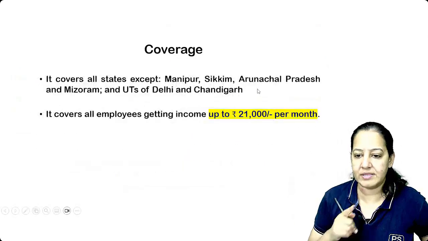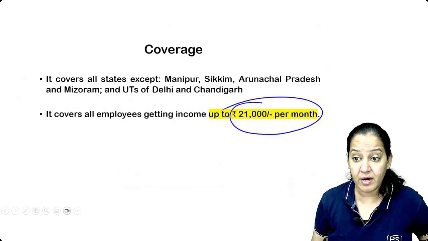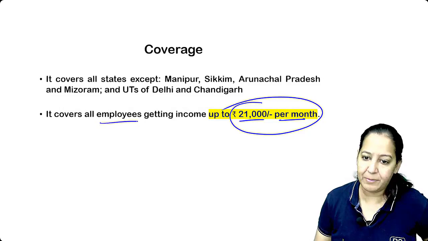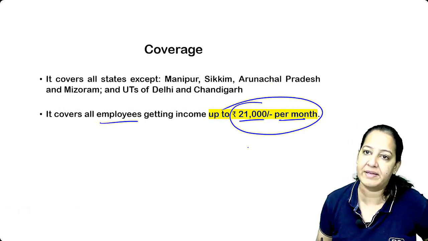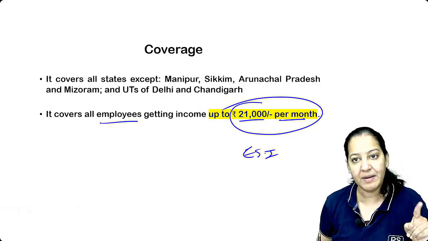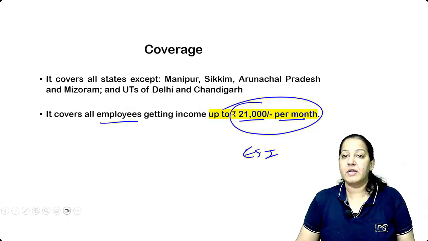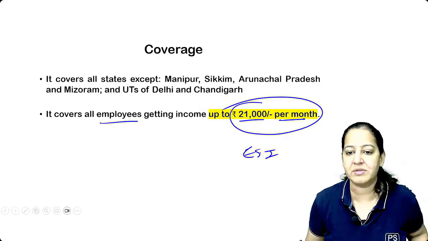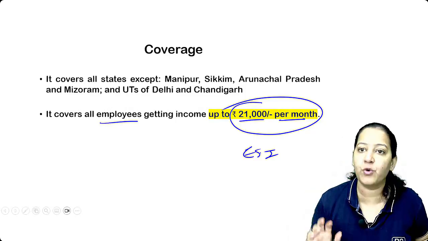Anyone who is earning less than 21,000 per month. How much you are earning? 21,000 per month. Any employee who is getting income less than 21,000 per month can enroll for ESI. So the maximum income is 21,000, it should be less than that per month. The person has to enroll for that.